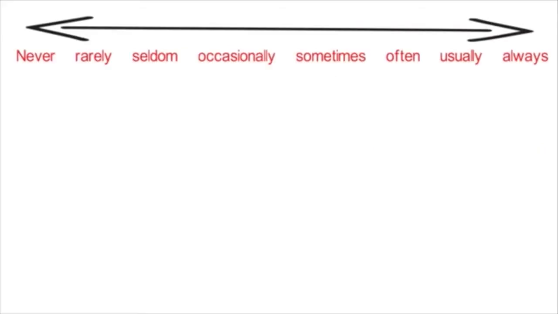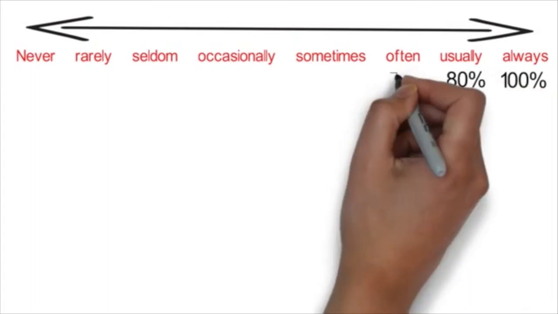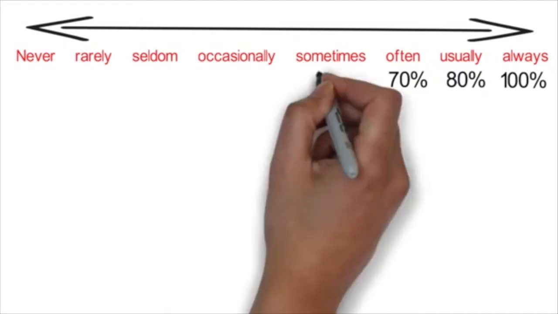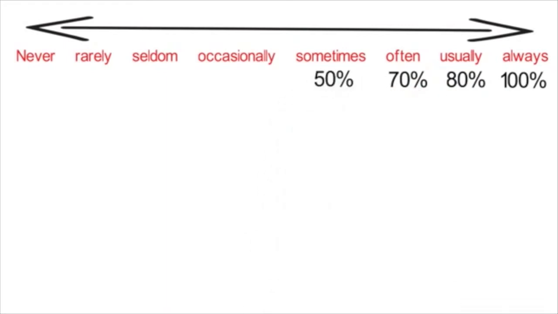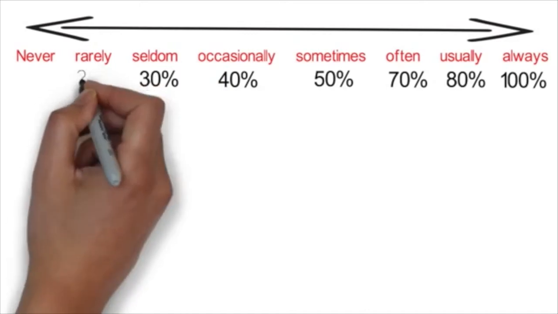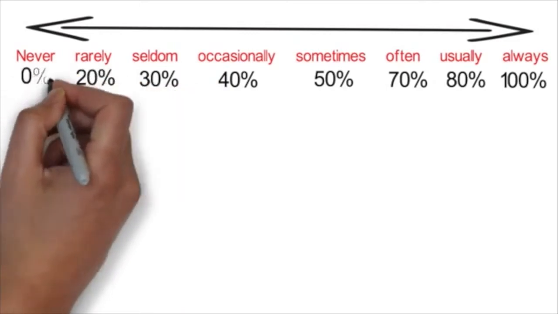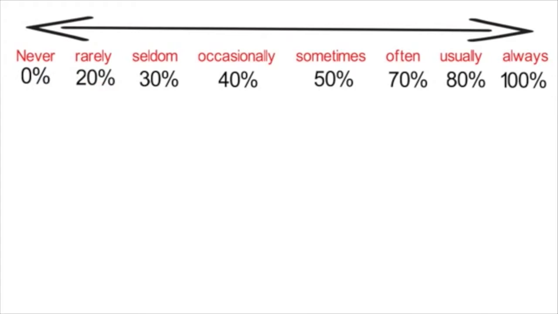Let's look at the timeline below to see what the adverbs of frequency mean. Always, 100%. Usually, 80%. Often, 70%. Sometimes, 50%. Occasionally, 40%. Seldom, 30%. Rarely, 20%. And never, 0%.